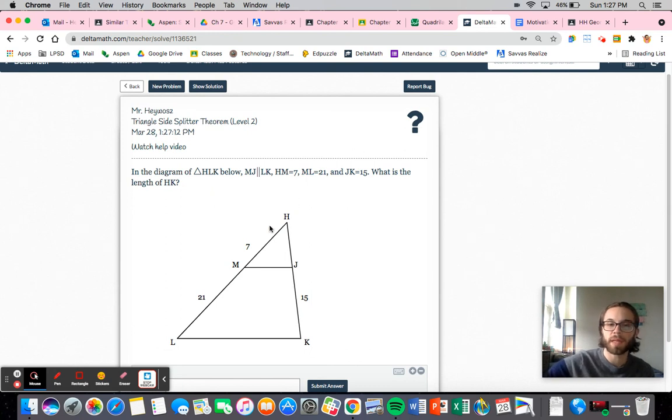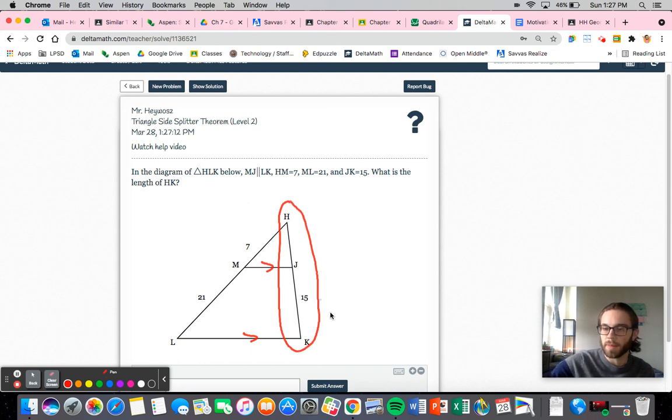So in the diagram below, we know that MJ is parallel to LK, so we can use the triangle proportionality theorem with the side splitter theorem. We know all this information about the sides, and our goal is to find the length of HK, so we want the whole thing. There's a couple ways you could set this up, and both of them will ultimately get you the same answer. So we can use the same theorem that we just used.